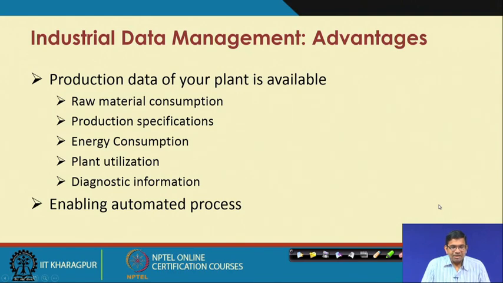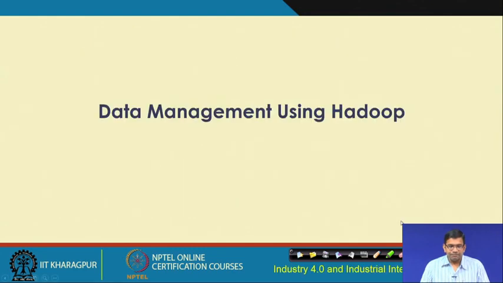The advantages of industrial data management are that production data of a particular manufacturing plant is made available through such activities, such as raw material consumption, production specifications, energy consumption, plant utilization, diagnostic information, and so forth. And then for industrial data management, you need to have an automated process implemented which will do all these data management activities autonomously.